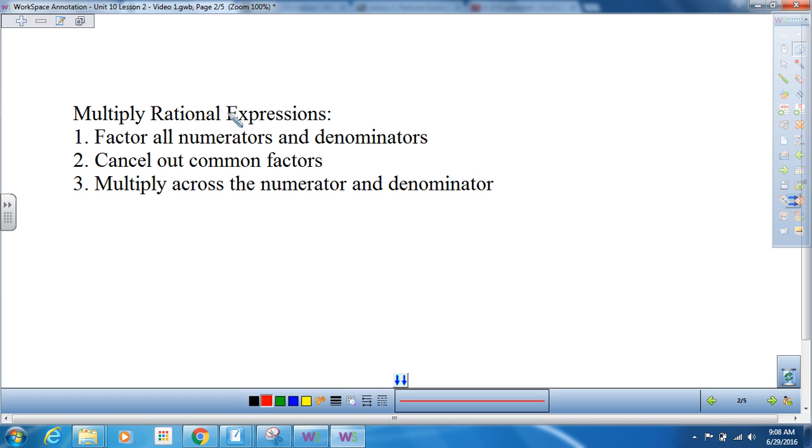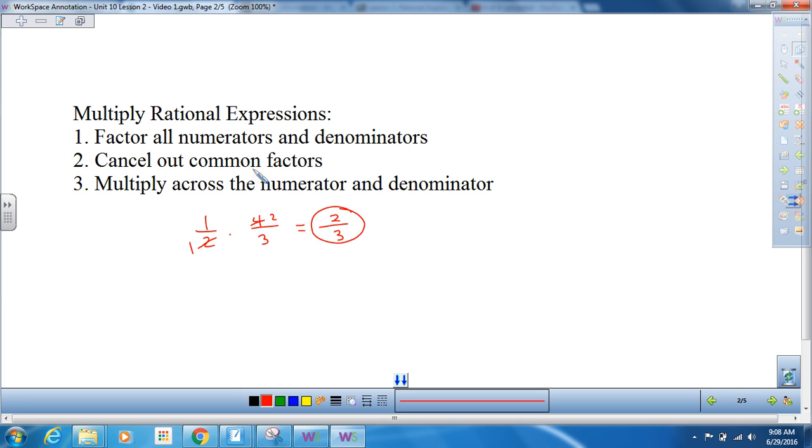Okay, so to multiply, just like simplifying, we factor out all numerators and denominators, and then we cancel out common factors. Then once we do that, you multiply across numerator and denominator. So just if you have fractions without variables, let's say you have 1/2 times 4/3. What you can do is cancel the 2 and the 4 because they have a common factor of 2, and then multiply across the top, so 1 times 2 is 2. Multiply across the bottom, 1 times 3 is 3.